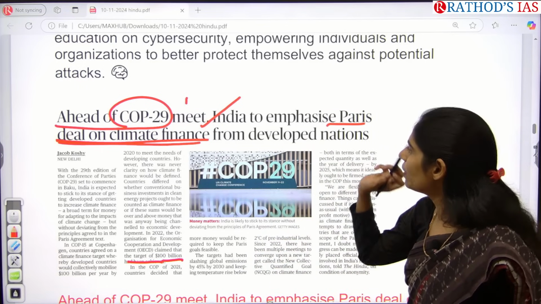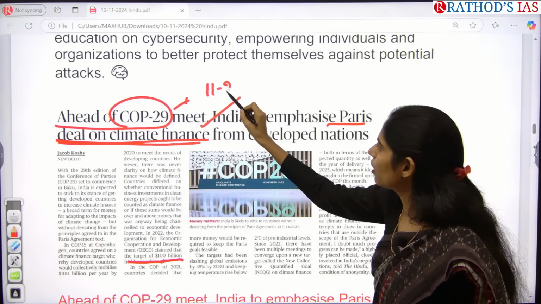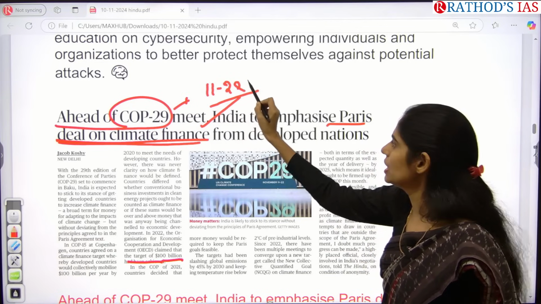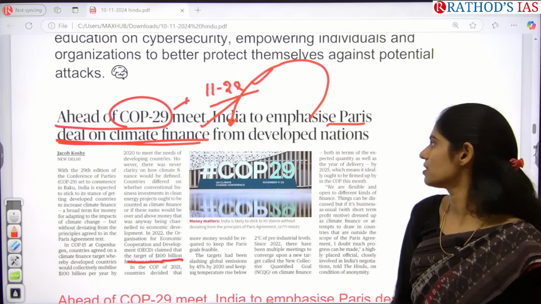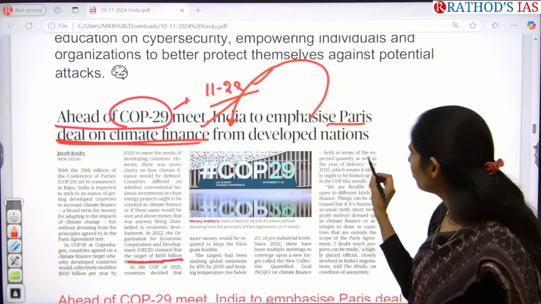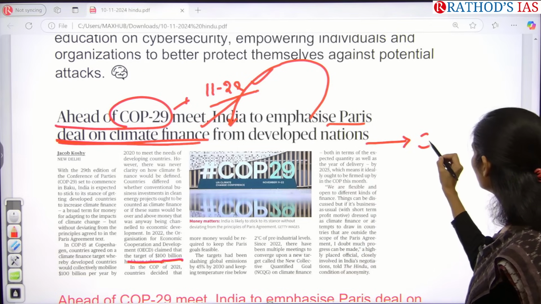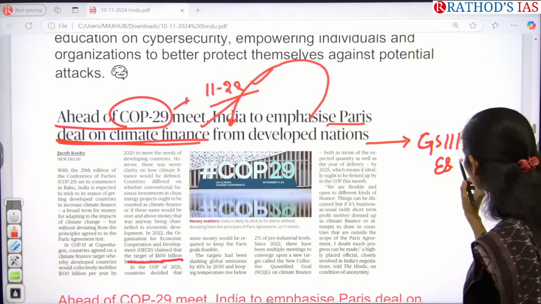Okay, so now this article is saying that we are going to have this COP29 from November 11 to November 22, right? So in this meet, India is going to focus on this climate finance, especially from developed countries to developing countries. So from which subject can you see this? From GS paper 3 under environment and ecology.